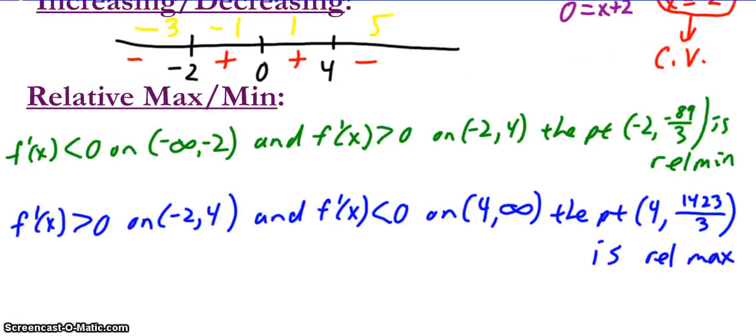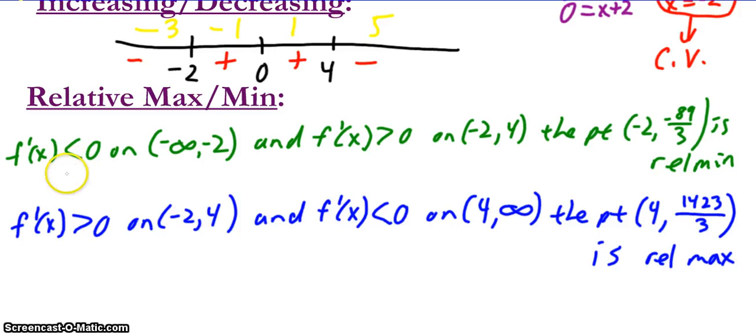So now using my derivative speak, that's what we're going to call this, f prime of x is less than 0 on the interval -infinity to -2, and f prime of x is greater than 0 on the interval -2 to 4. Therefore, the point -2, -89 thirds is a relative min. f prime of x is greater than 0 on -2 to 4, and f prime of x is less than 0 on 4 to infinity. Therefore, the point 4, 1423 thirds is a relative max.